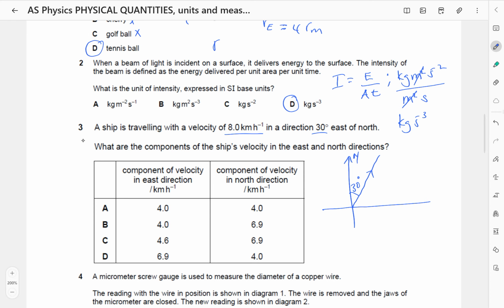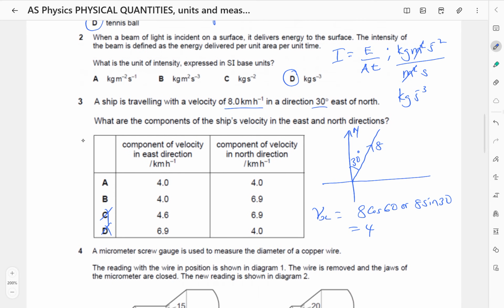What is the component of the ship's velocity in the east? So we resolve this in the east. This is 8 kilometers per hour. In the east, it is going to be either 8 sine 30 or 8 cos 60. I'll call this V in the east, which is V in the x, and it is going to be 8 cos 60 or 8 sine 30, which is 4. So in the east, the answer is 4. So C and D are out.